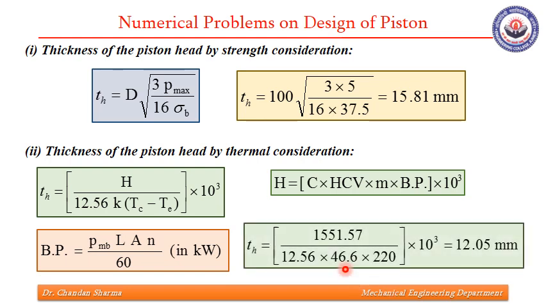So putting all the values, H is 1551.57, 12.56, K given to us as 46.6, and TC minus TE, that is the temperature at the center of the piston head and the temperature at the end, which is 220 degrees centigrade. So when we put all the values, the thickness comes out to be 12.05 mm.